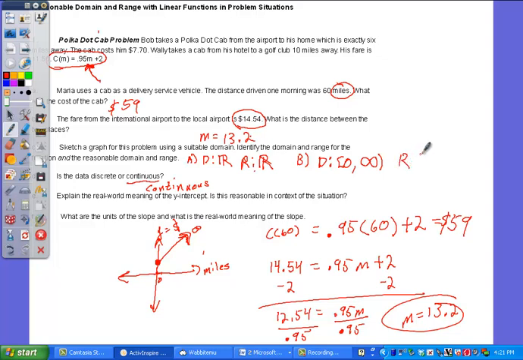Range-wise, if I don't take the cab, then I don't have to pay any money. But because of the way this is written, if I get in the cab and just sit in it and don't go any amount of miles, I'm still going to be charged a minimum of, and where's the starting value right here? 2. So I'm going to be charged $2 no matter what, and it's going to go all the way out to infinity. And where is this 2 coming from in the equation? Right here in our y-intercept, right? If you remember that from Algebra 1.